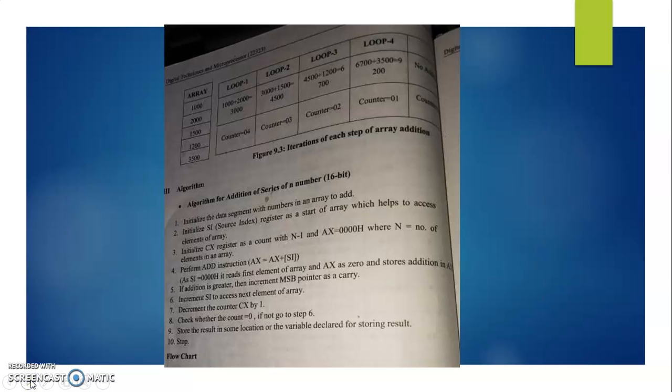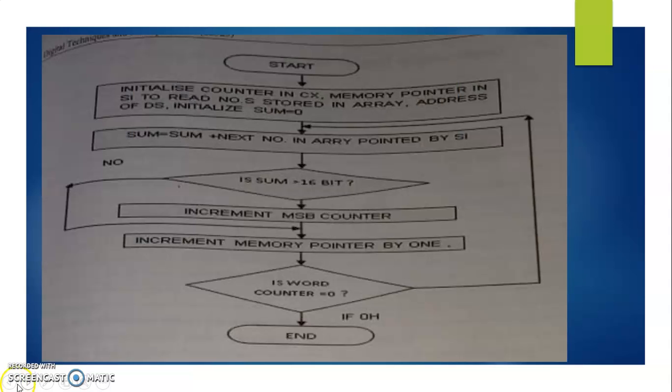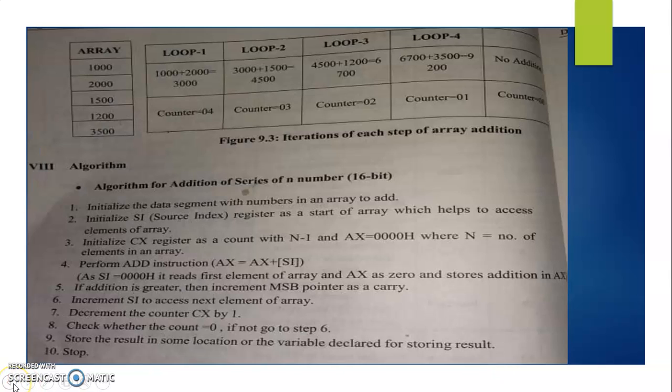Next, this is a program of 16-bit algorithm for addition of a series of 16-bit numbers. The algorithm: initialize the data segment with the numbers in an array to add, initialize the source index, initialize the CX register, perform the add instruction, and if the addition produces a carry, increment the MSB pointer. Increment SI to access the next element of the array, decrement the counter CX by 1, check whether the counter equals 0.